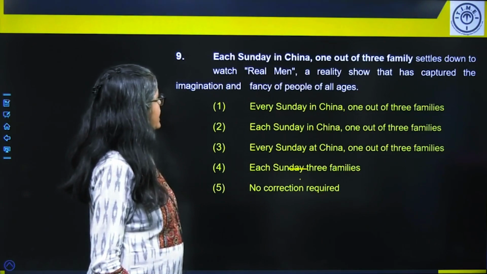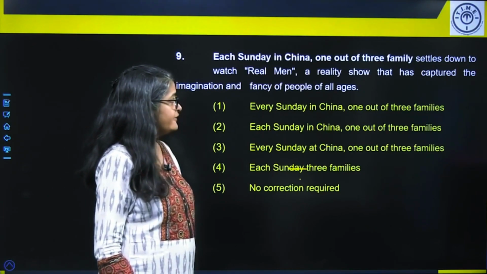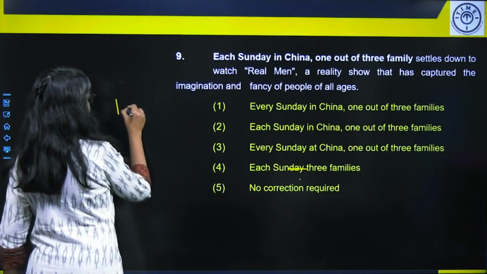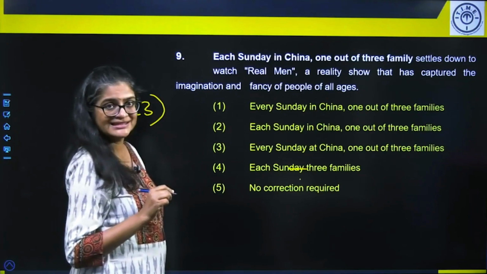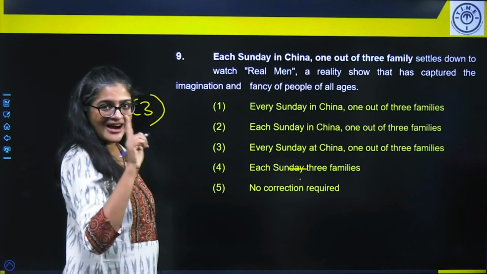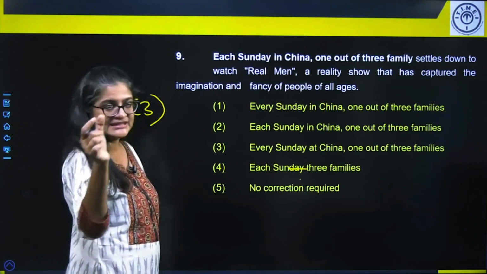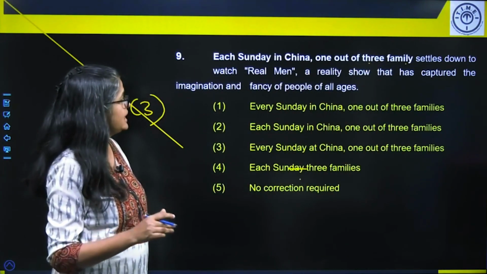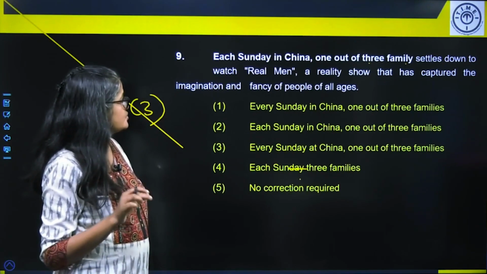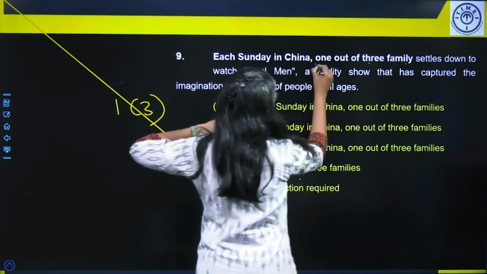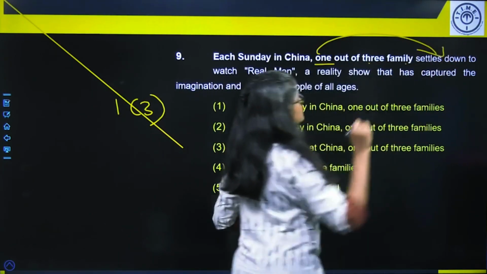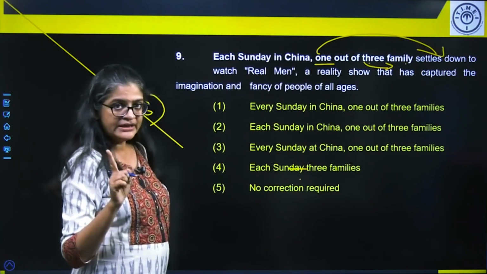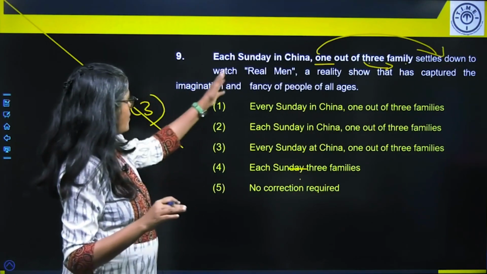Each Sunday in China, 1 out of 3 family. 1 out of 3 families. Right? 1 family out of 3 families. So, here this word corresponds to the number 3. So, it should be 3 families. Settles down to watch. Settles is correct because settles corresponds to 1. And family, the number of families is 3. Understood, no? Okay. Now, watch this reality show.